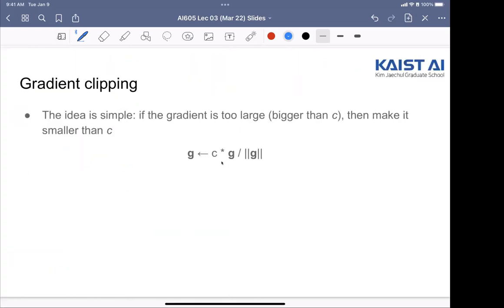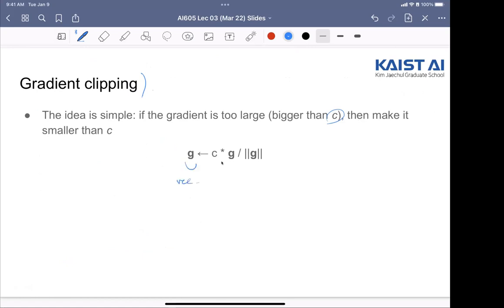So what is gradient clipping? It's very simple. It's not just used in RNNs, but also in other fields, especially in the image domain. So its idea is quite simple. If the gradient is too large, if it's bigger than C, then make it smaller than C. So this is a vector.